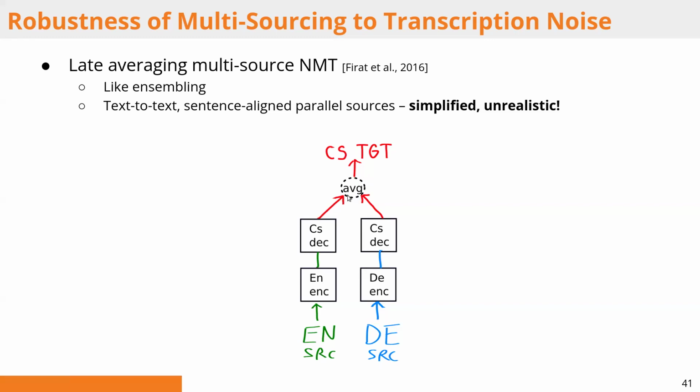So we encode and decode, and then we average the output probabilities before generating the next token. And we compare this approach to early averaging, which means that we would average the representations of the encoder, but light averaging was giving better results. And we can apply this model only in a simplified setup. It assumes that the source sentences are sentence aligned and parallel. And if they are not parallel, then it will get worse results, of course.